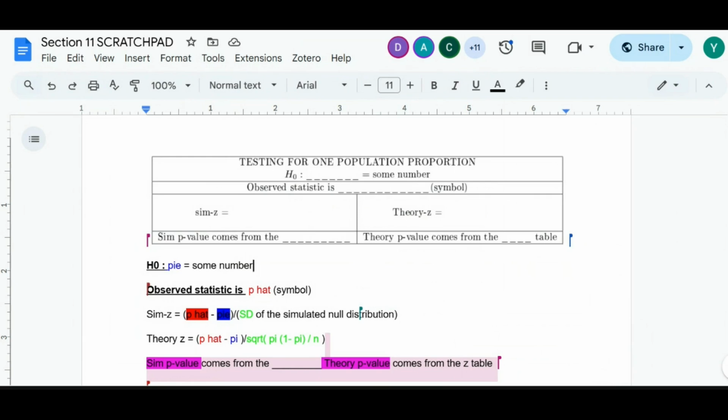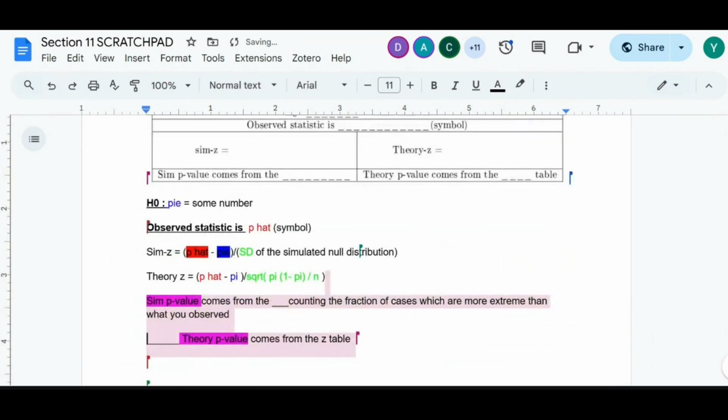It didn't come from the table. And I wouldn't blame you if you say, simulation p-value comes from the picture. Yes, okay. But what about the picture? So I'll help you out here. The sim p-value comes from counting the fraction of cases which are more extreme than what you observed. This is more difficult. There's no easy, short way to say this. The simulation p-value is a fraction of cases more extreme than what you got.